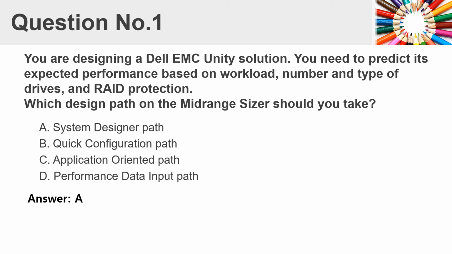Question number 1. You are designing a DELL EMC Unity solution. You need to predict its expected performance based on workload, number and type of drives, and RAID protection. Which design path on the midrange sizer should you take? A. System designer path. B. Quick configuration path. C. Application-oriented path. D. Performance data input path. Answer. A.